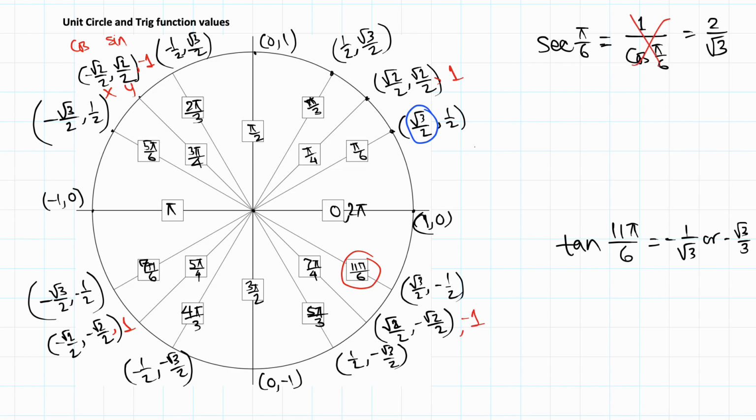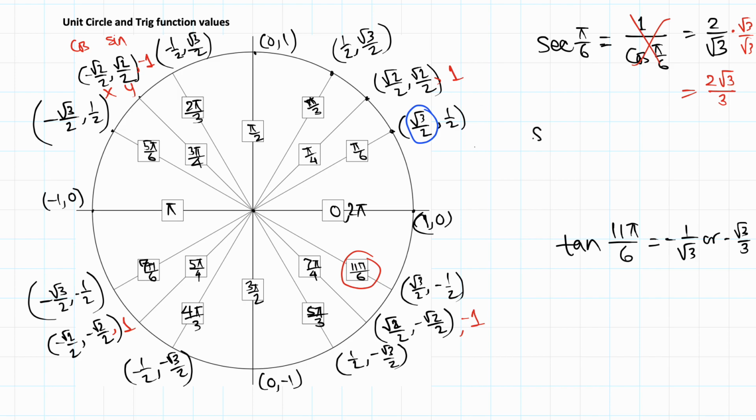We don't have to write the middle step. Secant is the reciprocal of cosine. Cosine pi over 6 is root 3 over 2, you just flip the fraction. You don't have to rationalize. If you want to rationalize, multiply by root 3 over root 3. This is 2 root 3 over root 3 times root 3, which is 3.